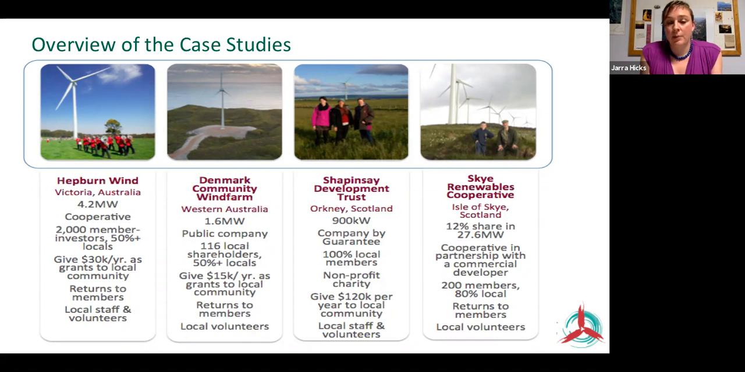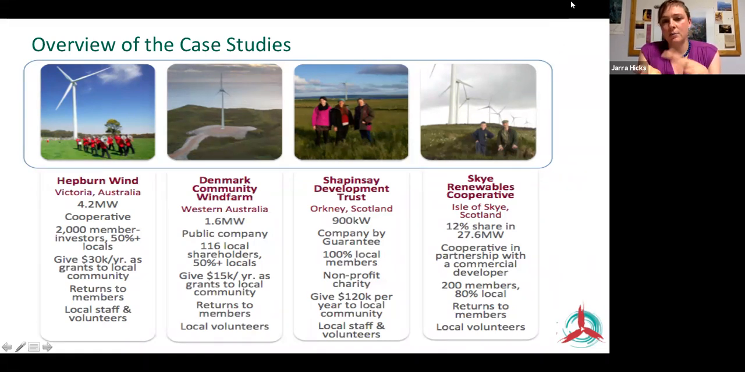The difference with Chaplaincy Trust is that 100% of their surplus is returned to their charitable purpose, which is to do with progressing the development goals of the island, so helping to make the island more sustainable and providing services to people on the island. They employ quite a few local staff, but again, also relied very heavily on volunteers to get the project up and running. The Isle of Skye project is different again.